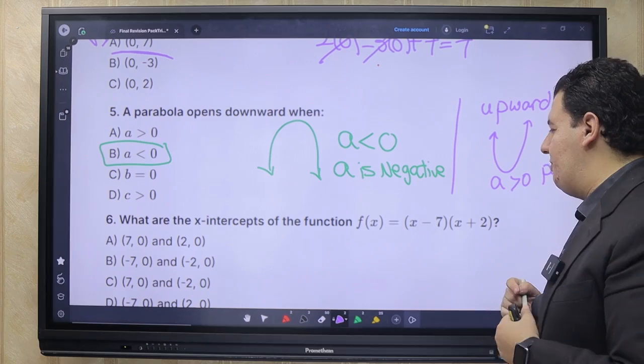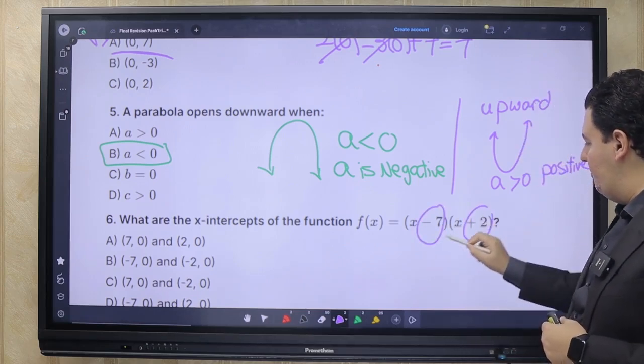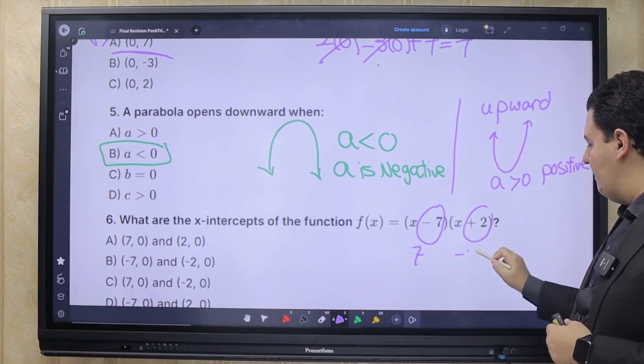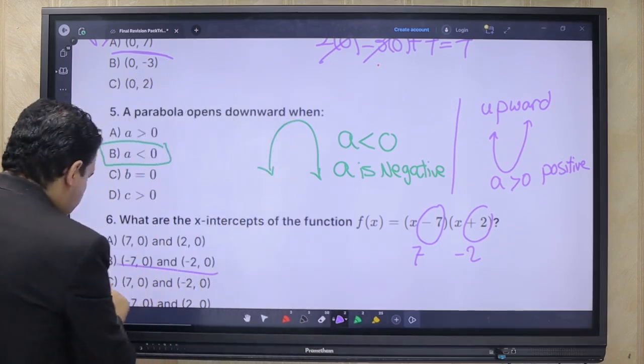6. What is the x-intercept of the function? We said it before, we change the signs: negative 7 and negative 2 become 7 and negative 2. Where is 7 and negative 2? Letter C.